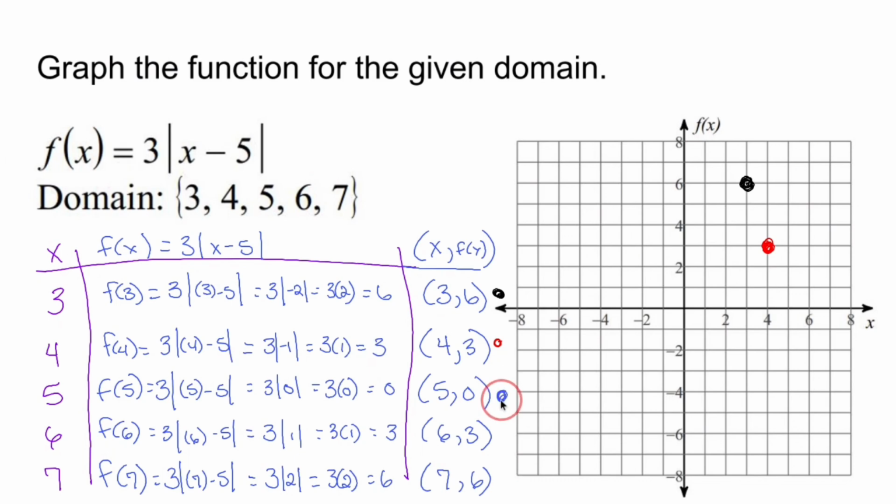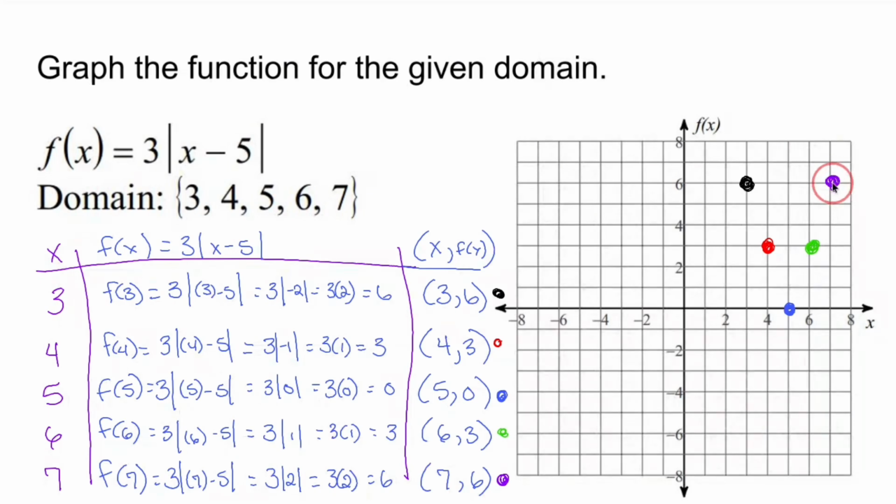The coordinate 5, 0 has me going right 1, 2, 3, 4, 5. Don't move because 0 means don't move, and that's my point. 6, 3 is going to have me go to 0, 0, and then go right 1, 2, 3, 4, 5, 6, up 1, 2, 3, and then I have my dot right there. Last but not least, 7, 6 is going to have me start at 0, 0, go right 1, 2, 3, 4, 5, 6, 7, up 1, 2, 3, 4, 5, 6.